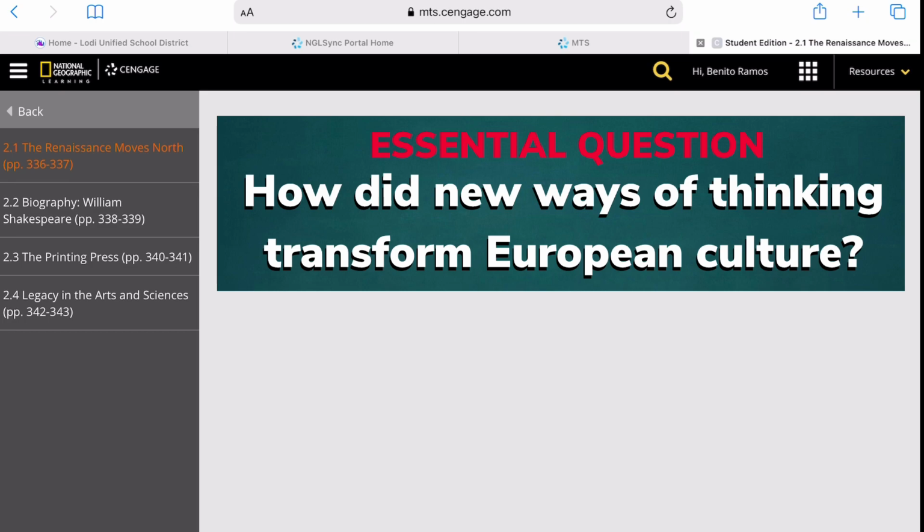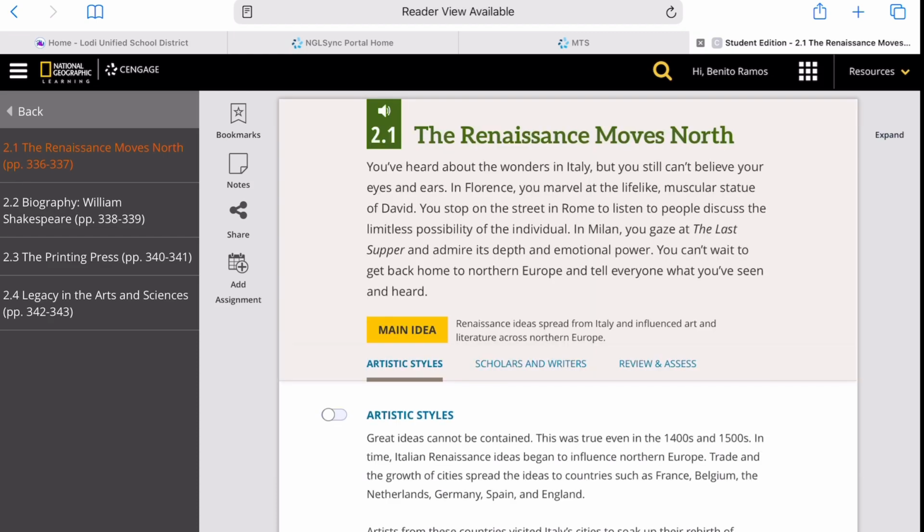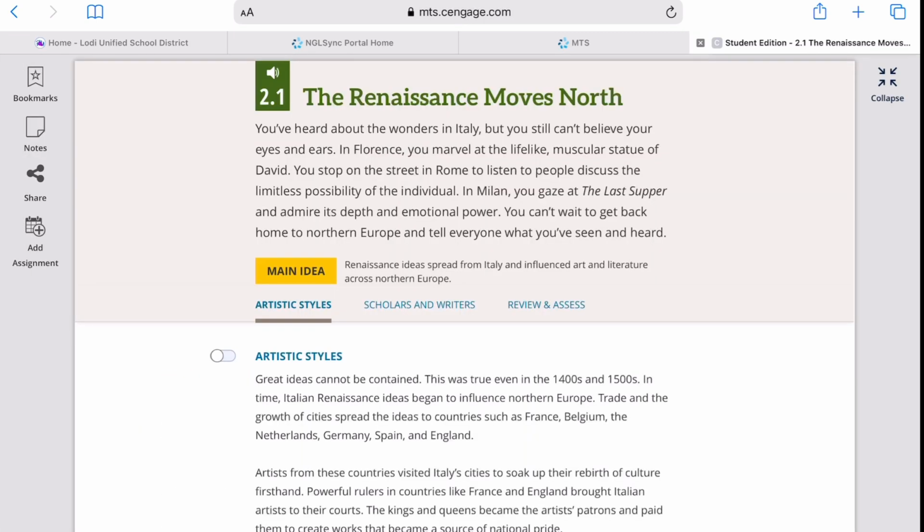The chapter's essential question is, how did new ways of thinking transform European culture? And the objective of this lesson is to describe how Renaissance ideas spread from Italy and influenced art and literature across Northern Europe. So Renaissance ideas spread from Italy to Northern Europe, and lesson 2.1 describes how these ideas influenced art and literature as they moved north.